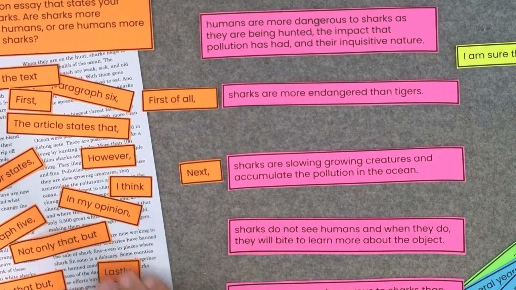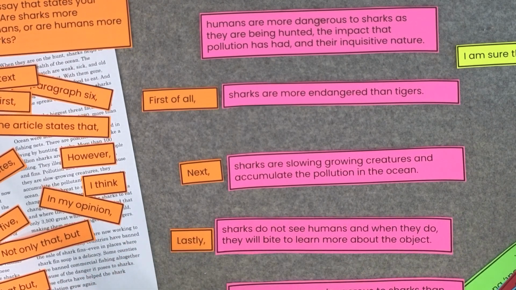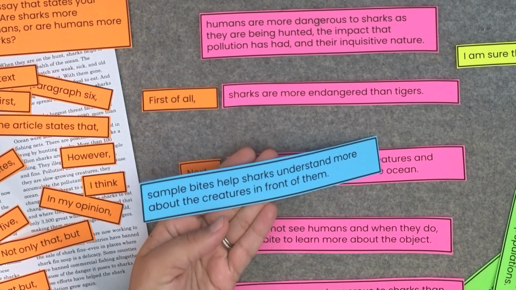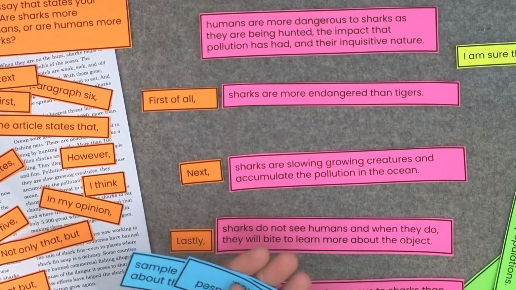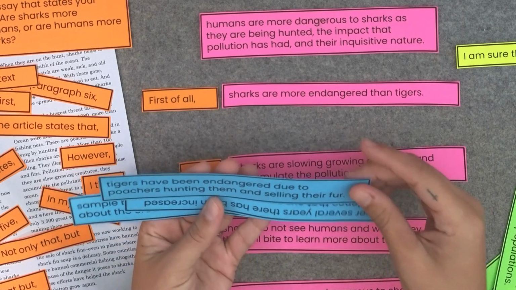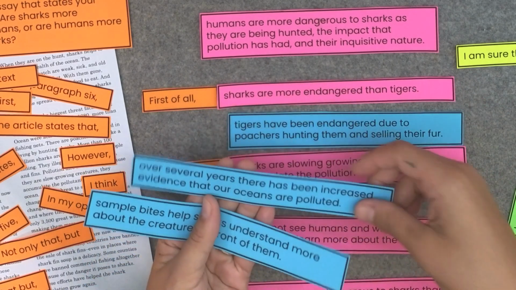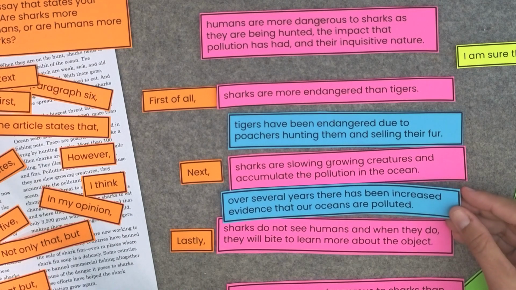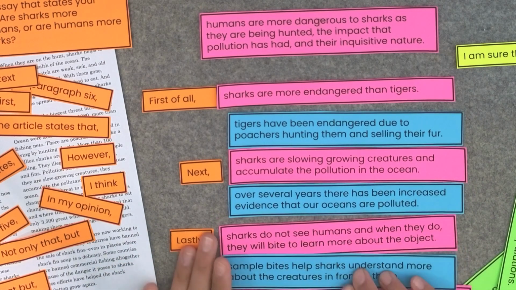Next, and then I'm going to say lastly. And then I'm going to start building in. If we go back and think about what our colors represent, we have pieces of evidence. So our evidence has to support each of the reasons that we provide. And so if I pull those out here, tigers have been endangered. Okay. I would say over several years that there has been an increase in pollution and the bites.